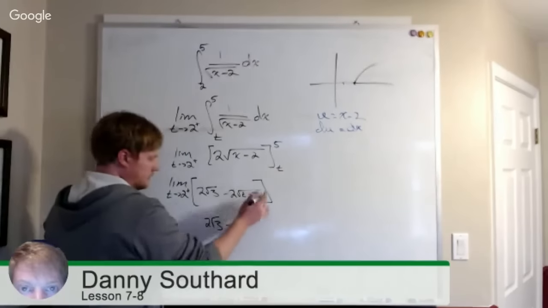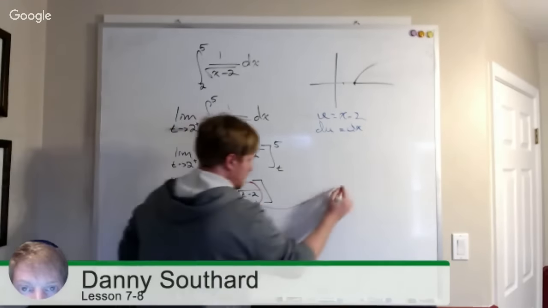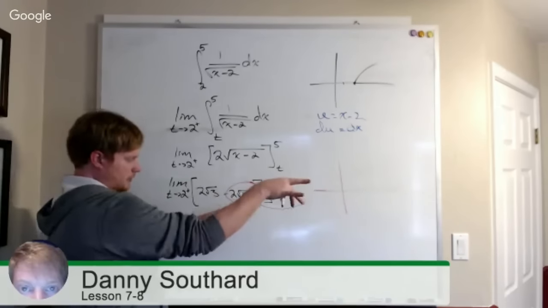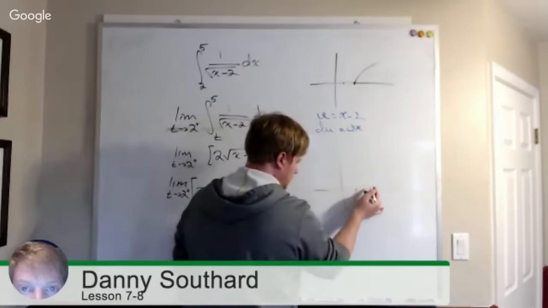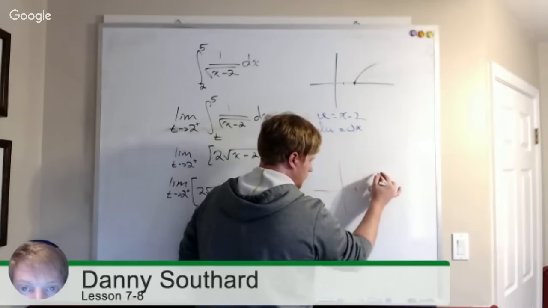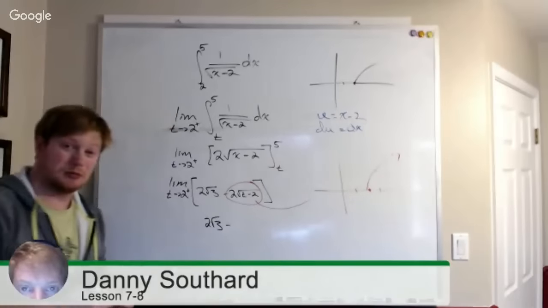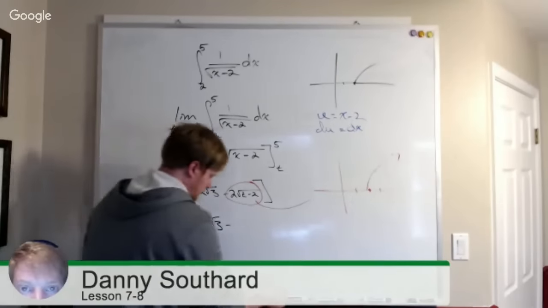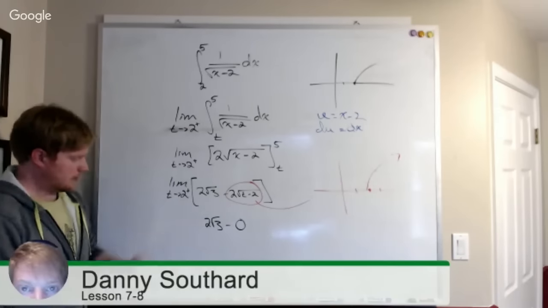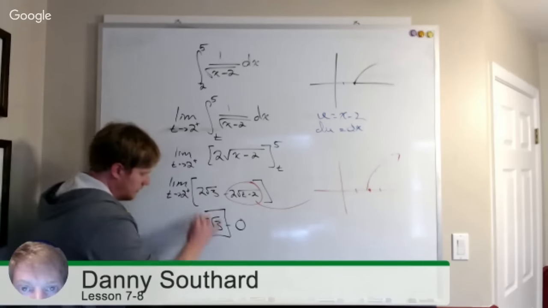Well, this is going to look like a square root function shifted over 2 and stretched by 2. 1, 2. Stretch it by 2. It doesn't even matter. Okay? As I come from that direction, I'm going to approach 0. Okay? So I get 2 square roots of 3 as my answer, and that this is convergent.